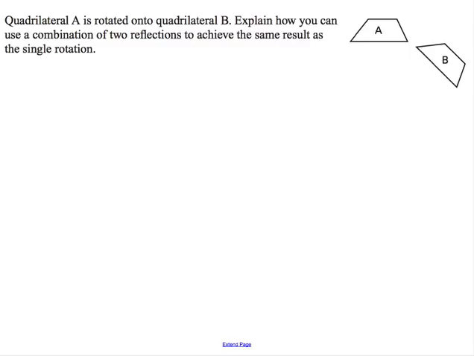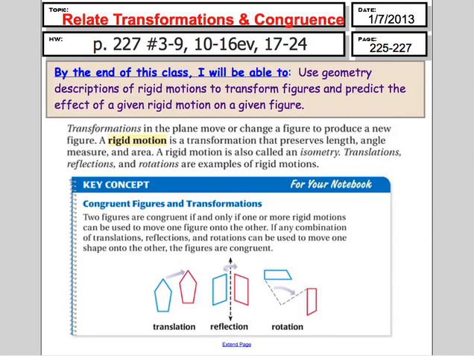Our topic today was simply looking at transformations and how they relate to congruence. Your assignment is below.